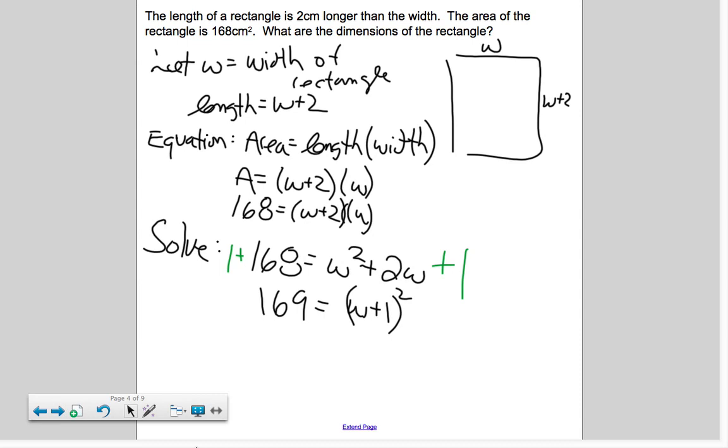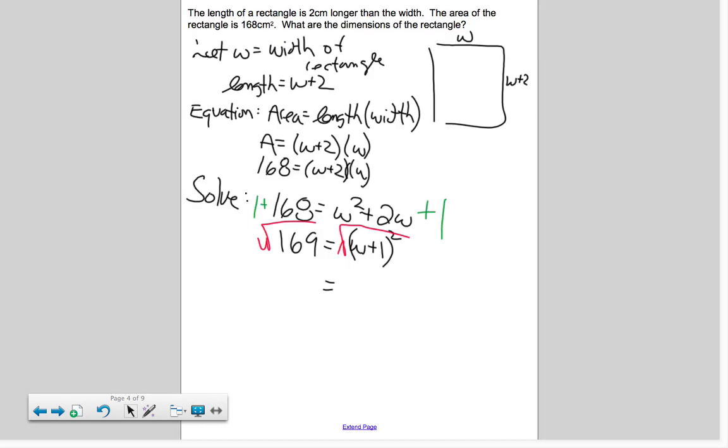Right. So now we take the square root of both sides and then just subtract 1. Then we get W plus 1 is equal to the square root of 169, which is 13. Is that the only answer? Always plus or minus.